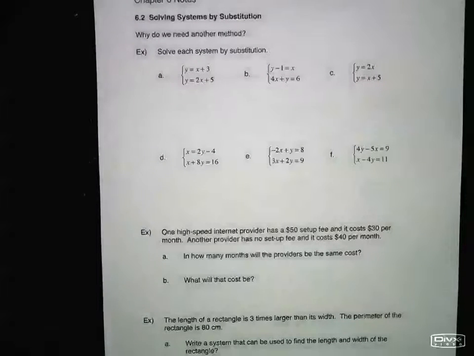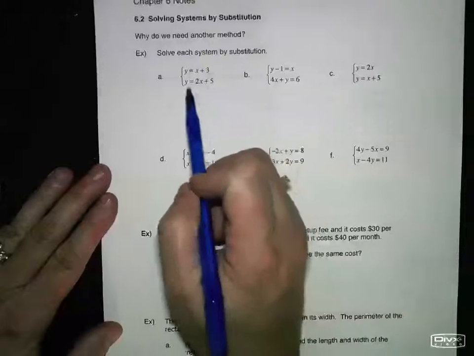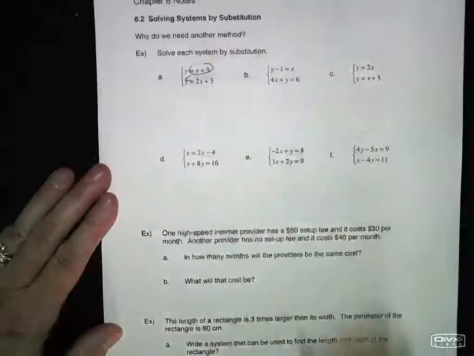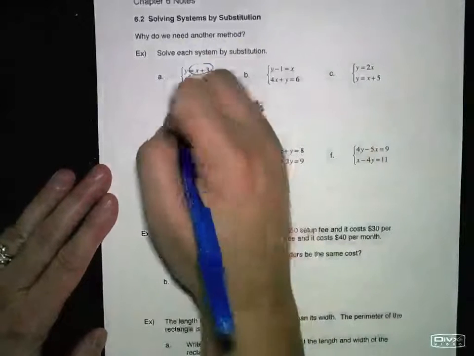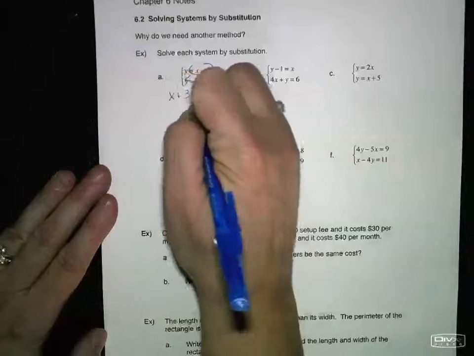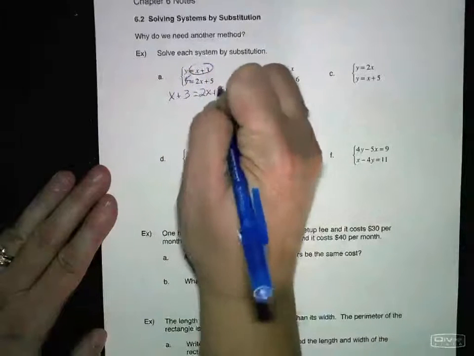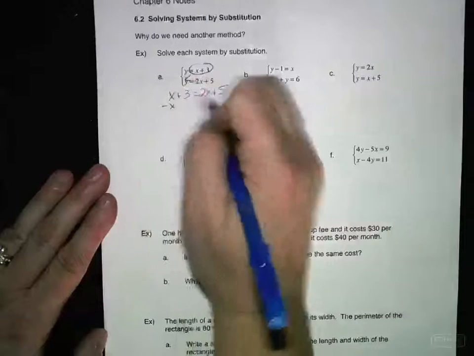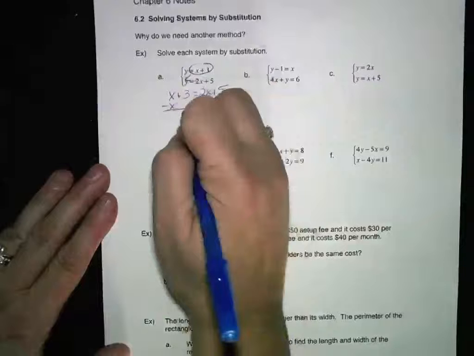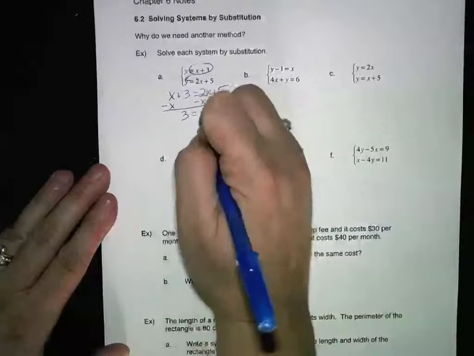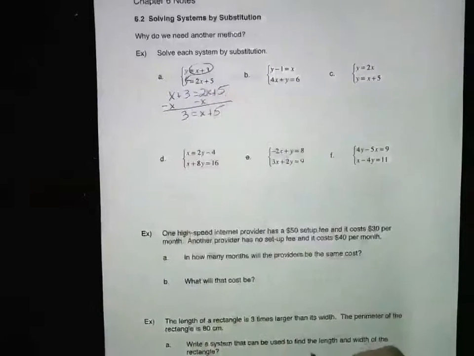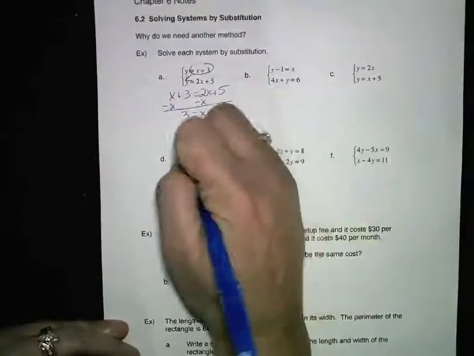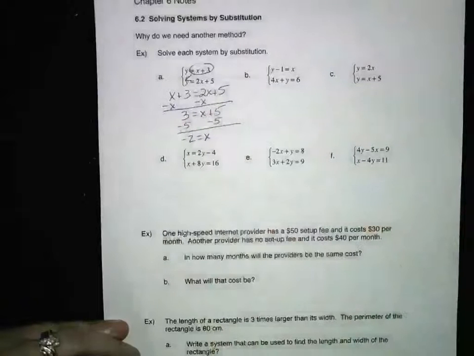You will notice in example A, we have a y equals something and a y equals something. Well, I'm going to take that and put it in place of the y, and then you will have x plus 3 equals 2x plus 5. Solving that, you're going to subtract x from both sides, and that will be 3 equals x plus 5. And when we subtract 5 from both sides, x equals negative 2.